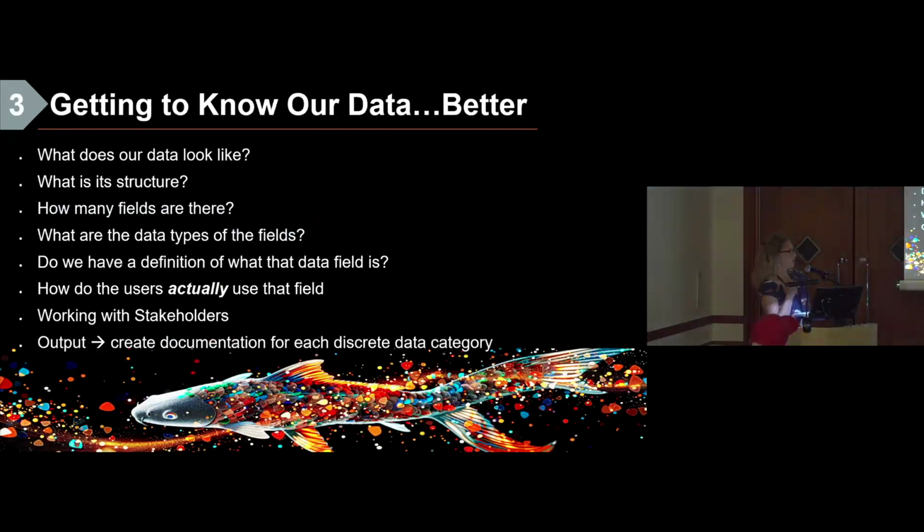So, the first step in this whole process was getting to know our data better. My work is crucial for understanding our data. So what does our data look like? What is its structure? How many fields are there? What are the data types of those fields? Do we have a definition for what that data field is? How do users actually use that field? This is very important: collaboration with stakeholders and creating documentation for each discrete data category.